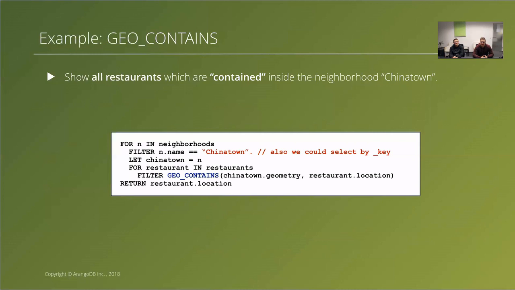Then we iterate through all the restaurants and we say filter geocontains Chinatown.geometry, because that is the location of our GeoJSON inside the Chinatown neighborhood, and say as a second attribute restaurant.location to compare whether the restaurant is located inside the neighborhood or not, and then we will just return it. And this will deliver us all the restaurants which are included inside the polygon of the Chinatown geometry.